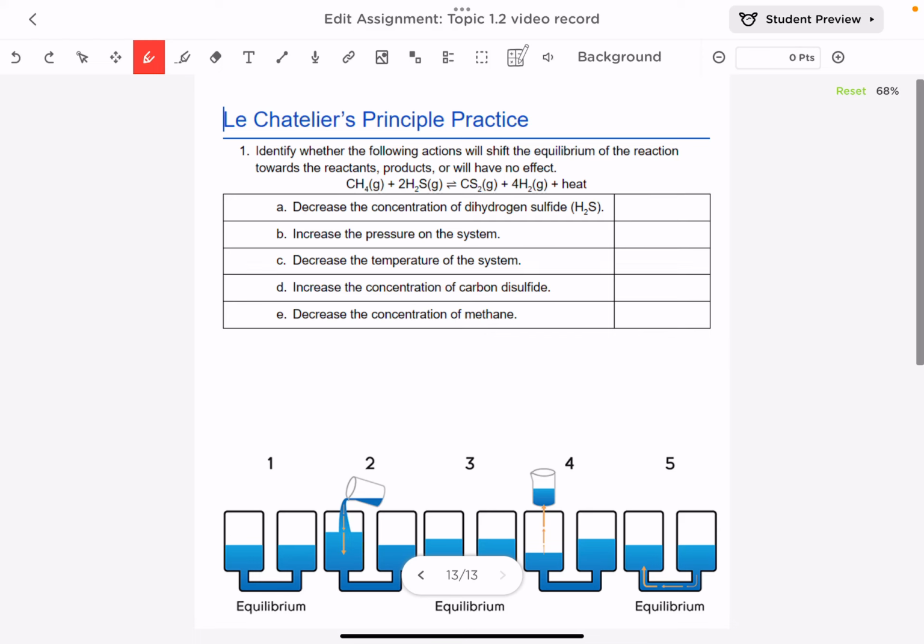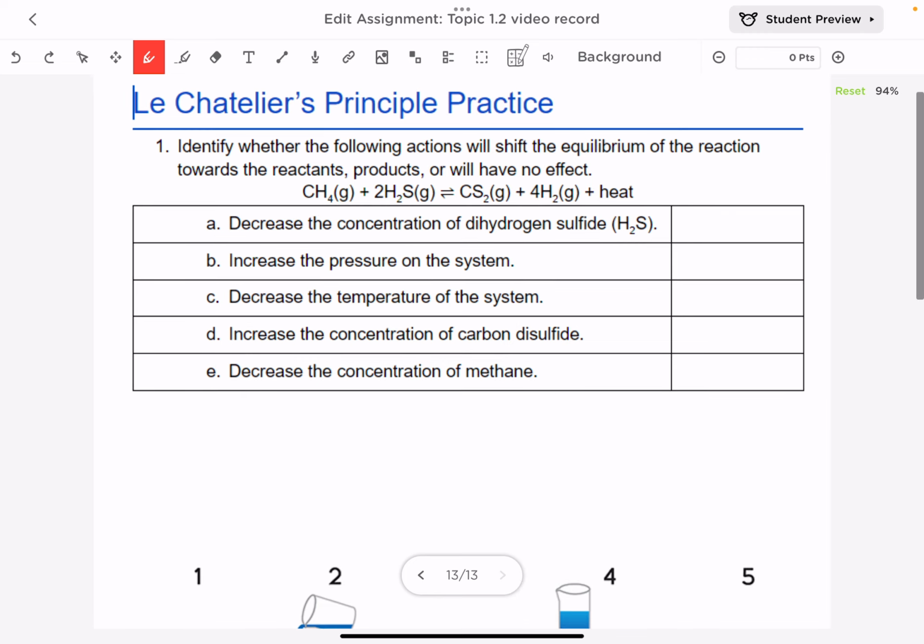This video tutorial will explain to you how to solve questions involving Le Chatelier's principle. When a stress is applied on a system, you will be asked to state whether the system is going to shift to the left toward the reactants or to the right toward the products, or if the stress applied will have no effect. So let's first begin with this question.